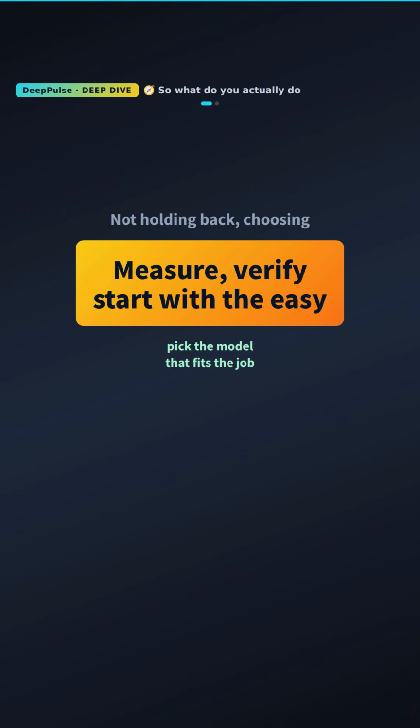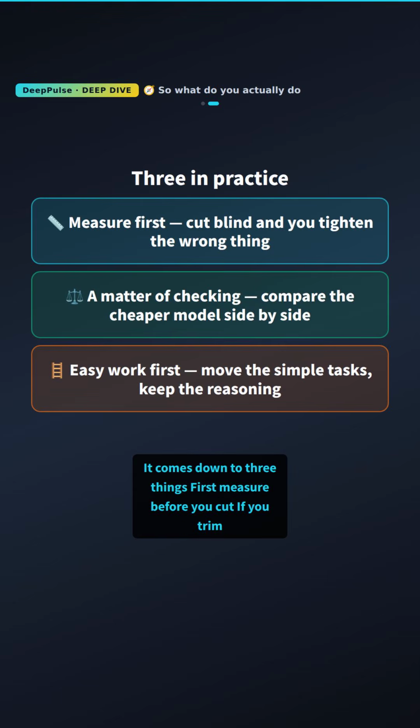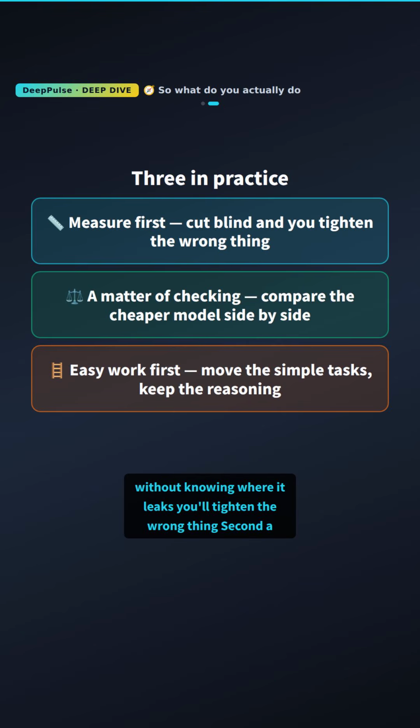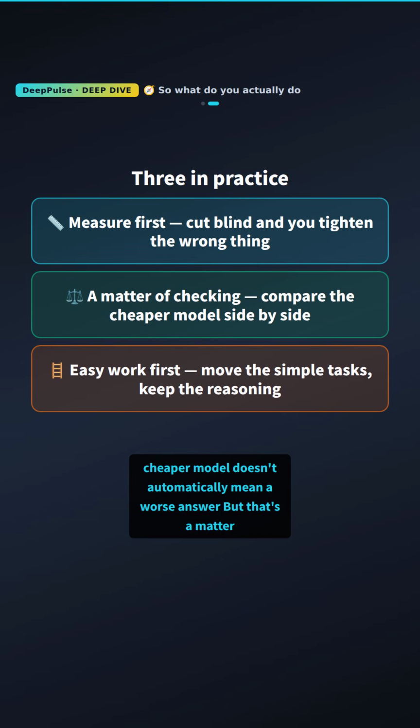DeepPulse Deep Dive. So what do you do in practice? It comes down to 3 things. First, measure before you cut. If you trim without knowing where it leaks, you'll tighten the wrong thing. Second, a cheaper model doesn't automatically mean a worse answer. But that's a matter of checking, not believing, so you have to compare them side by side. Third, move the easy work first. Push simple tasks like searching or skimming down to a cheaper model and leave the deep reasoning on the expensive one. In the end, cutting your bill isn't about holding back. It's about picking the model that fits the job.